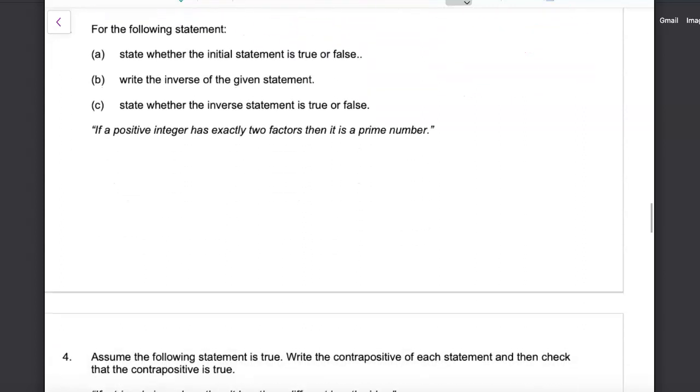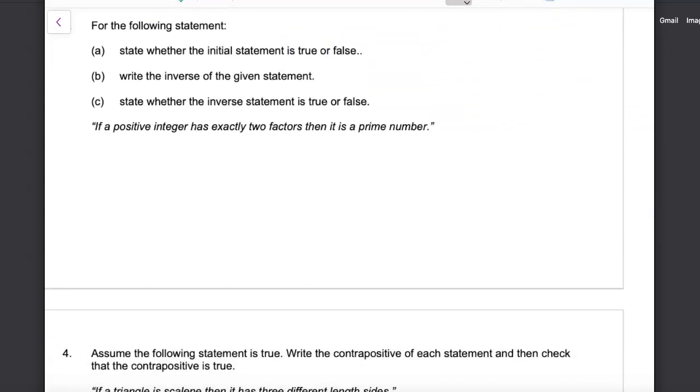For question 3, for the following statement, state whether the initial statement is true or false. Write the inverse and state whether the inverse is then true or false. So our statement is, if a positive integer has exactly 2 factors, then it is prime. Well, I say the initial statement is true.